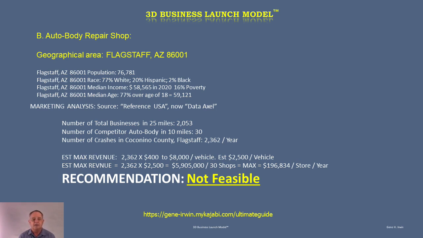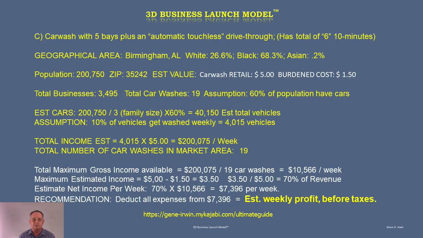And the third and final hypothetical business was a car wash with 5 bays out of Birmingham, Alabama. We go into population details and demographics that you can get off the web. In this case, for the car wash business in Birmingham, Alabama, total maximum gross income is about $200,000. There are 19 other car washes in the market area, each generating approximately $10,566 a week. And the estimated net income per week, 70% of the maximum income, is approximately $7,400 a week. Once you deduct all the expenses from $7,400 a week, it's possible that you'll have a weekly profit before taxes. This is a possible business.